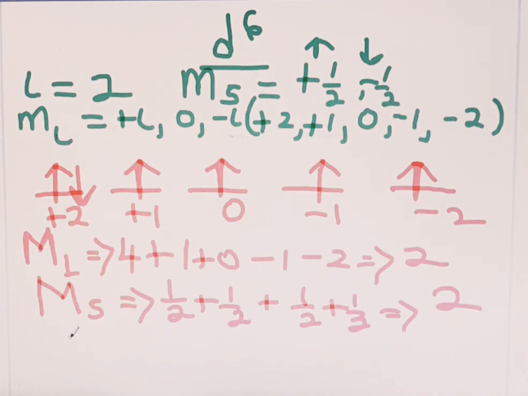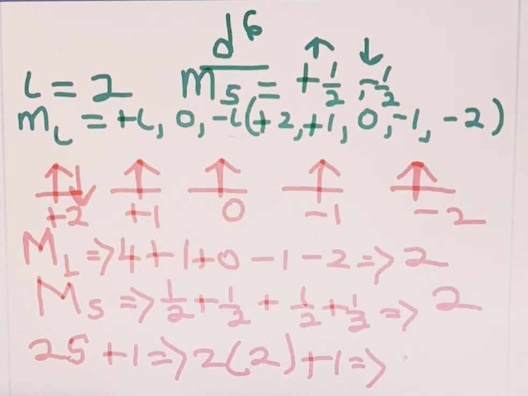Then we determine the spin multiplicity by using 2S plus 1, where the S represents the total spin quantum number. So we have 2 here, plus 1, so we have 5.